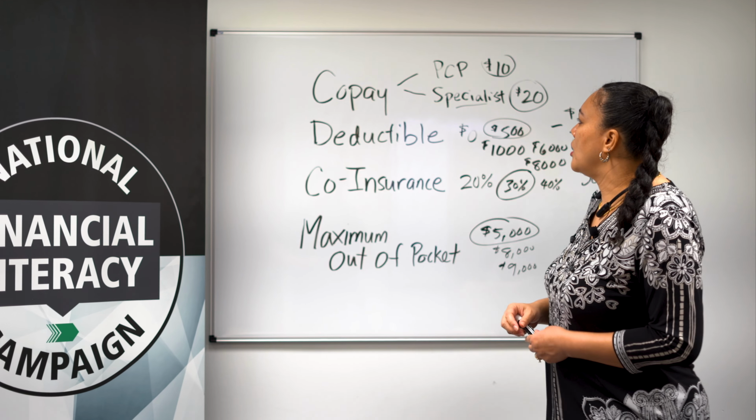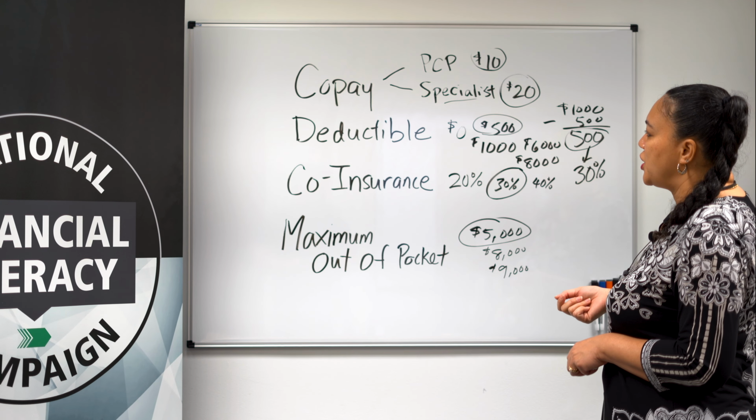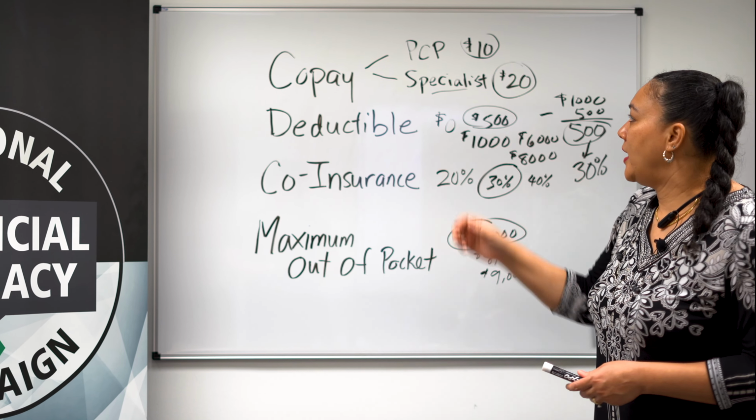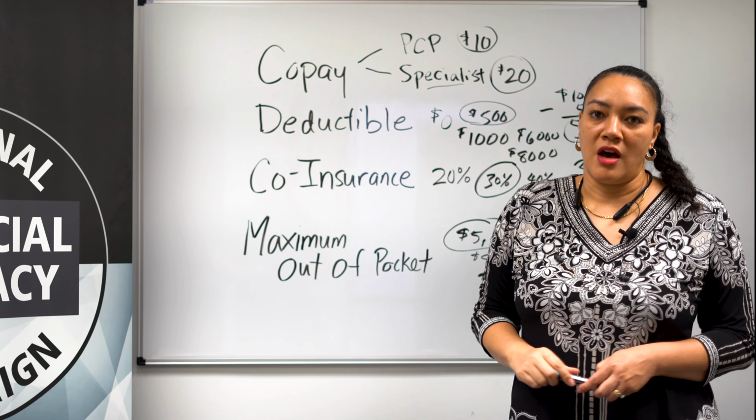So now that you know these terms, what you want to do when you're looking for an insurance is usually going to be good to get a lower deductible. And also you want to see copays for those office visits.